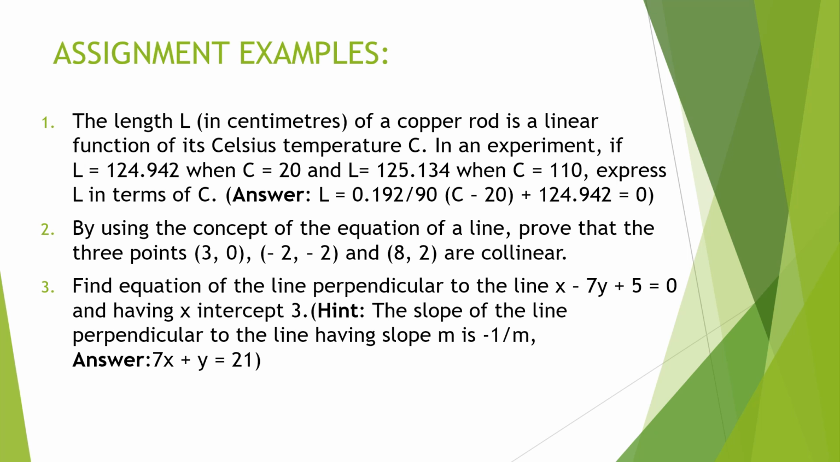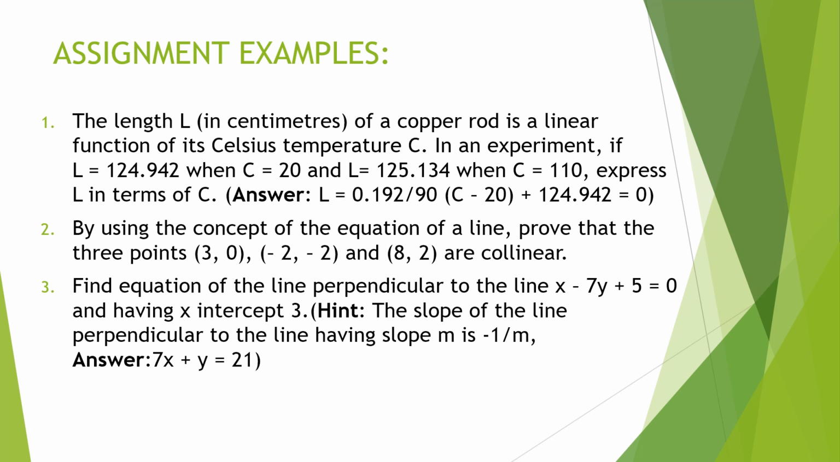Practice all the different types of examples which we have done and also the assignment examples which are given below. First one, the length L of a copper rod is a linear function of its Celsius temperature C. In an experiment, if L is 124.942 and C is 20, and L is 125.134 and C is 110, express L in terms of C. So now you have 2 points, so you know how to find the equation of a line when 2 points are given. The answer is also given.